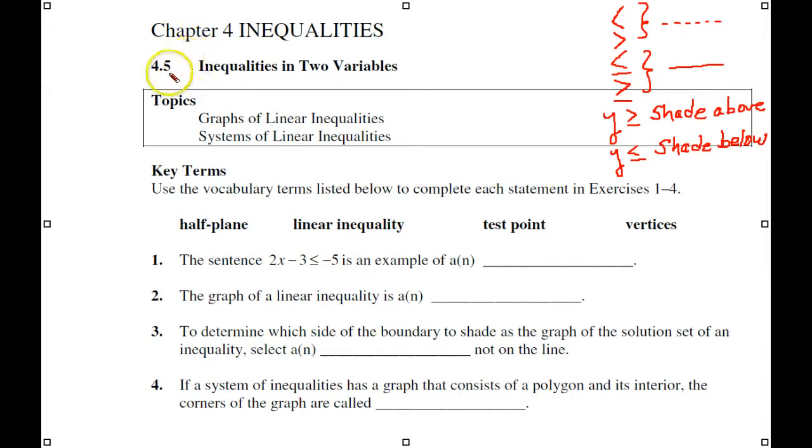Going on now to topic 5 of chapter 4. This will be the last section we cover. We're dealing with inequalities in two variables and graphing them.